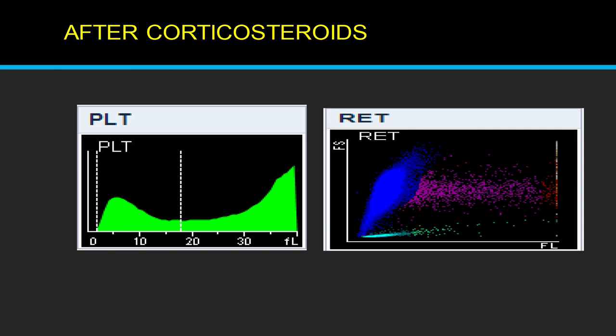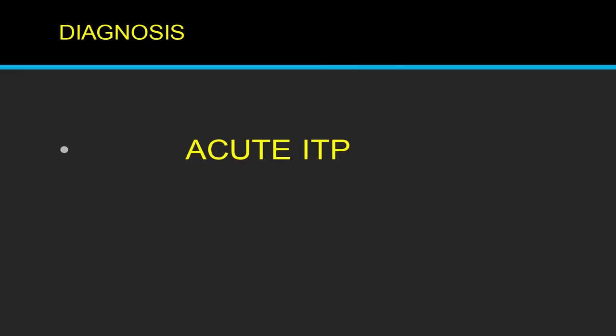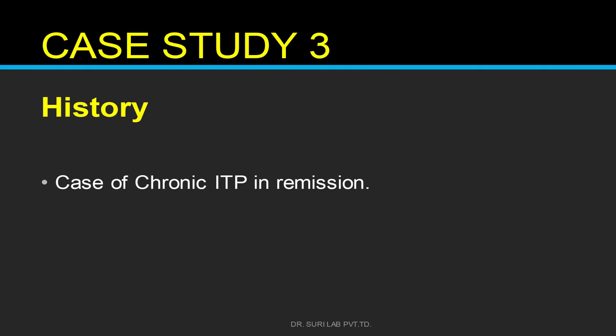Even within the same manufacturer, if you are using 2 different instruments, it could have a slightly different biological reference. And the same platelet histogram has become normal. And if you look at the red scatter plot, the green area of the IPF is highly diminished compared to the earlier scatter plot. So this is response to therapy in an acute ITP. So the diagnosis was simple acute ITP. This is the third case. This is a known case of chronic ITP in remission.